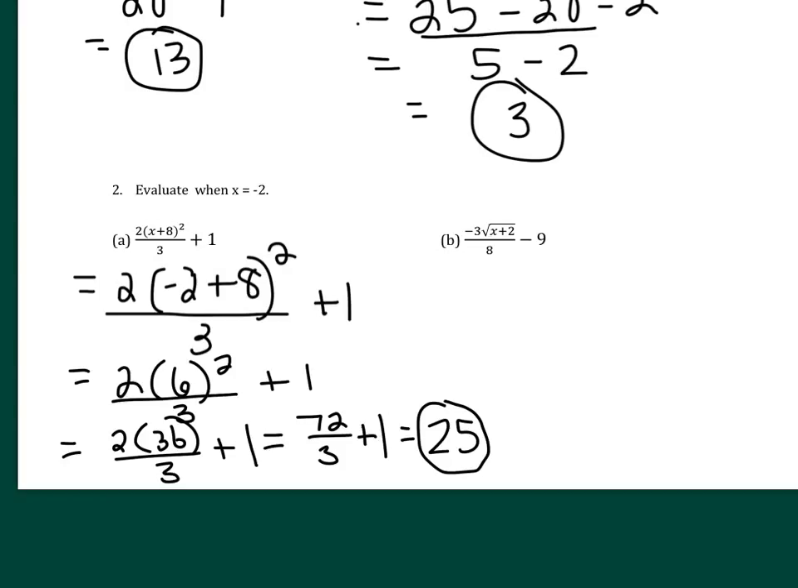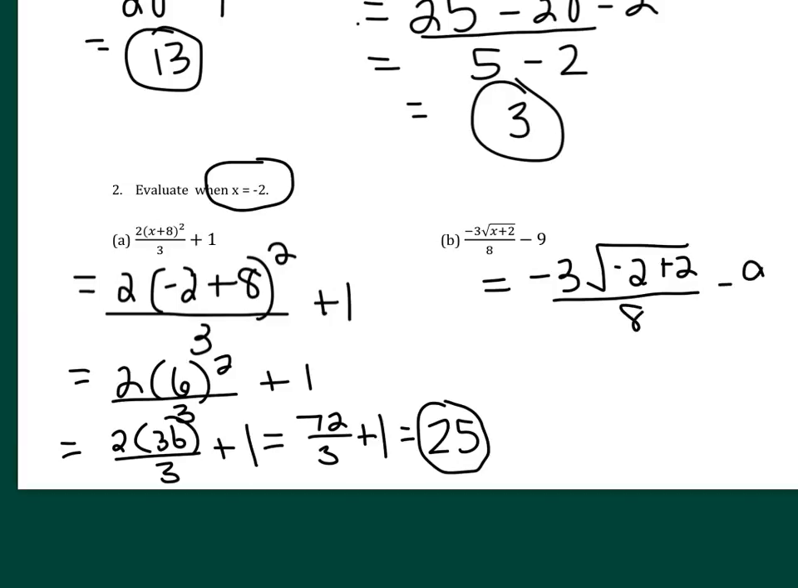Now this is a square root symbol. You may think that there's no exponents in this expression, but guess what? There is. A square root symbol is an exponent. When you take the square root of a number, it's the same as raising that number to a 1/2 power. So we're going to go ahead and replace that x underneath the square root with what x is equal to, negative 2. So negative 3 times the square root of negative 2 plus 2. We're going to divide that whole numerator by 8 and then subtract 9.